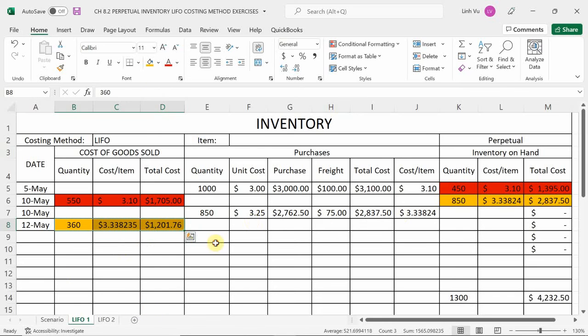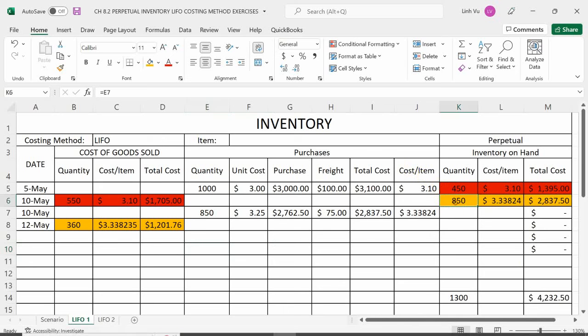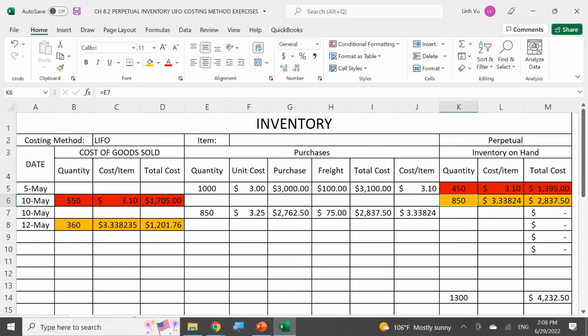So in this case, how do I update my inventory? Well, I subtract 360 from this 850, right? So I go ahead and type in here 850 minus 360. And that's going to give me 490 units left in that orange batch, giving me a total of 940 available to sell.